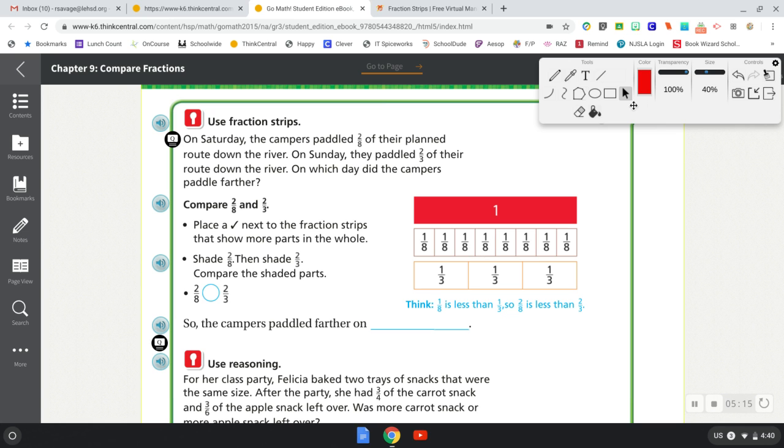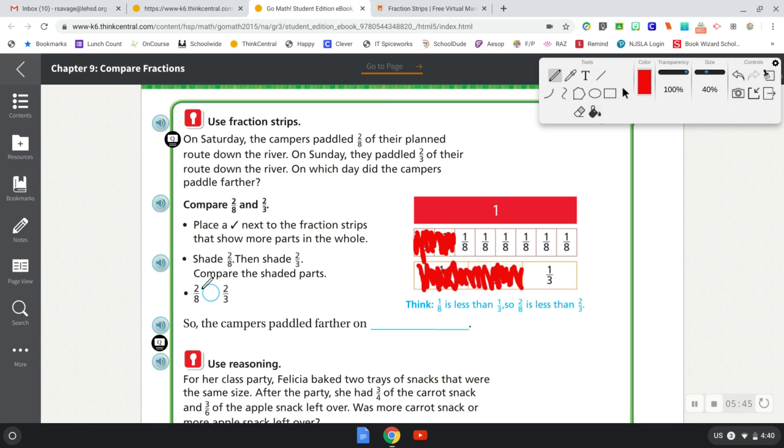So because these are fraction strips right here, let's go ahead and shade them in. I'm going to shade in 2/8. And then I'm going to shade in 2/3. Hopefully you can see very clearly here which one of these is going to be bigger, which is further. This is pretty clear. 2/3 is greater than 2/8 because when you're talking about eighths, you're breaking it into smaller pieces.